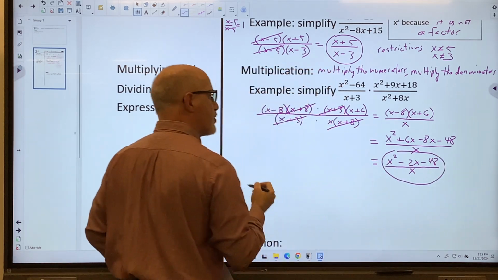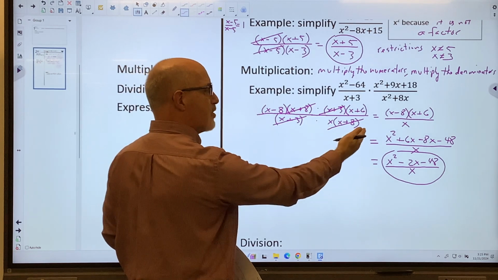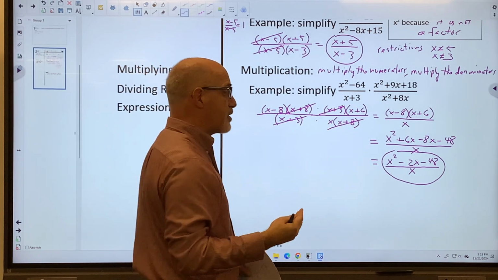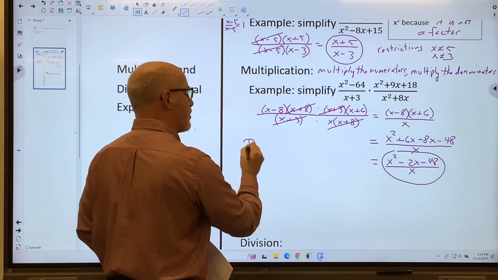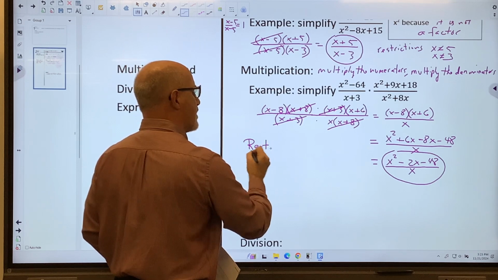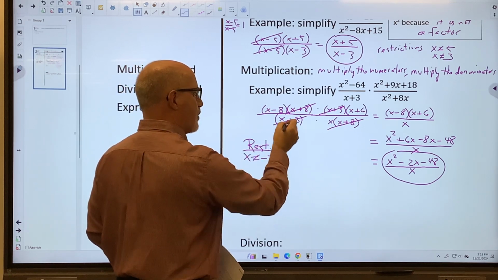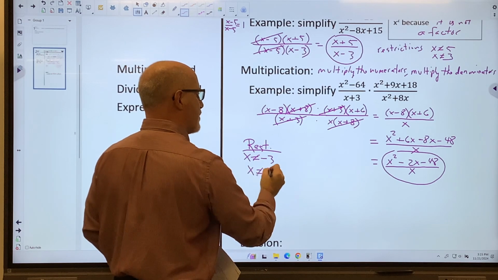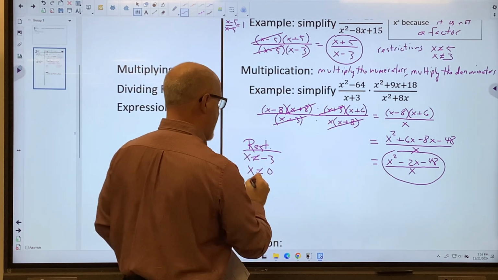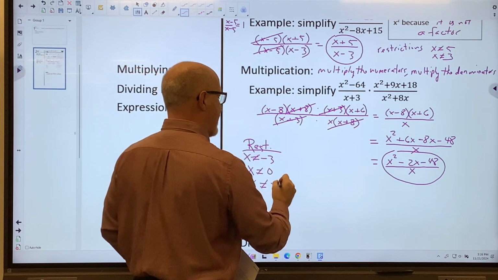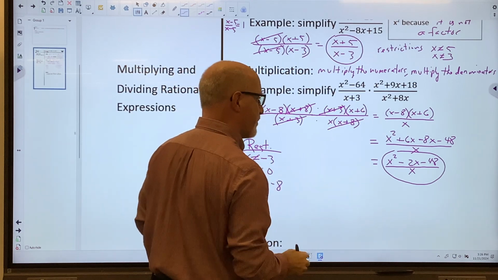If you're asked for restrictions on this, remember to go back to the expression before you reduced. So the restrictions on this would be that x cannot equal -3 from this first one, x cannot equal 0 from the next factor, and then x cannot equal -8 from this factor here.